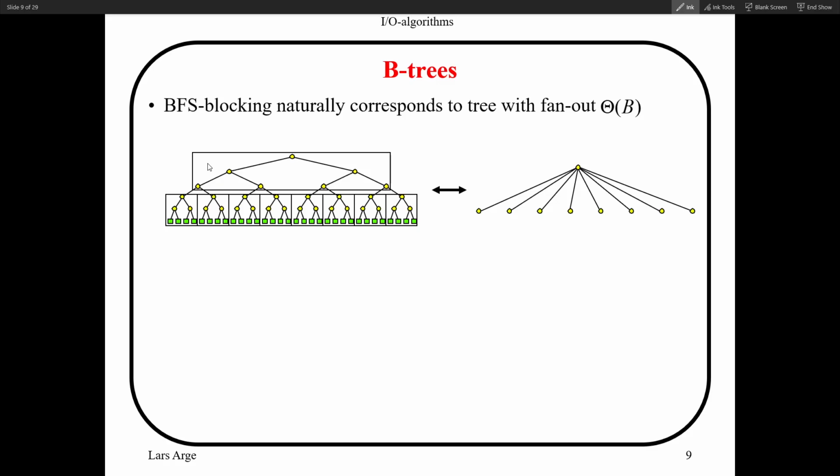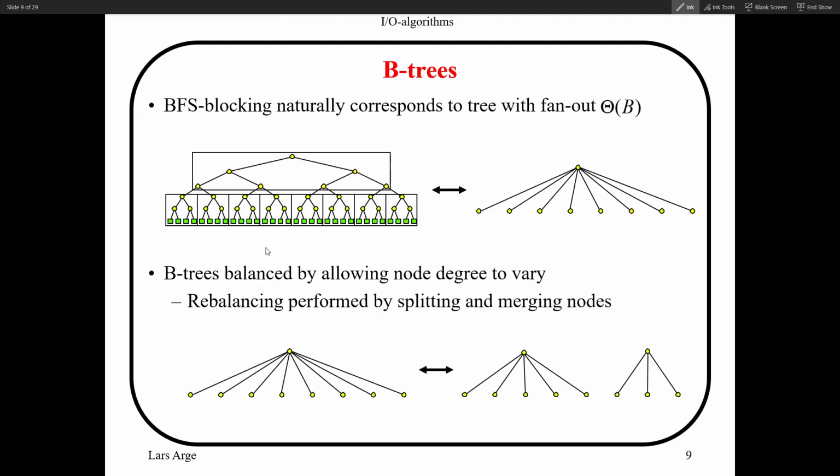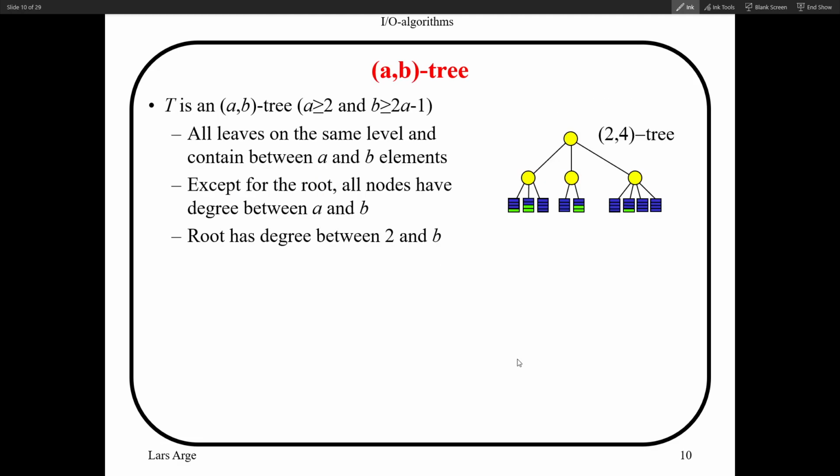The big idea that allows us to do updates in a B tree is keeping the degree variable. So basically we allow a variation in degree, which means that we can allow fusing and merging operations in the nodes. We're going to see details in a moment. In fact, B trees are special cases of an AB tree. An AB tree is denoted by two parameters, A and B. A should be at least 2, and B should be at least 2A minus 1.